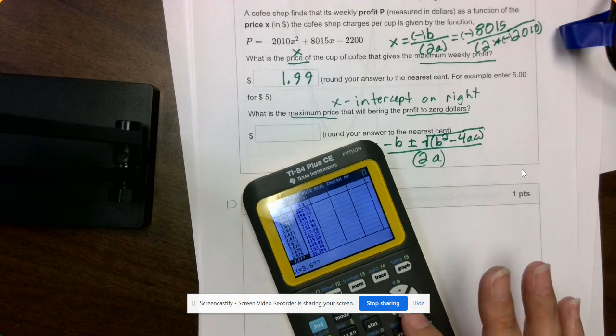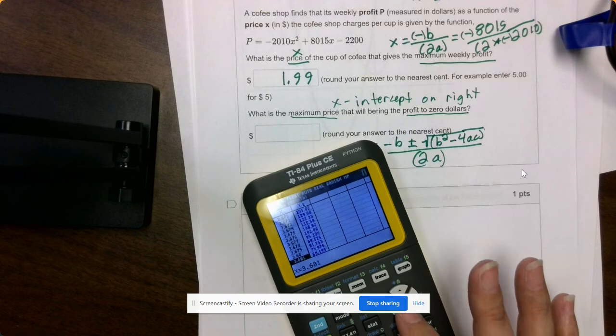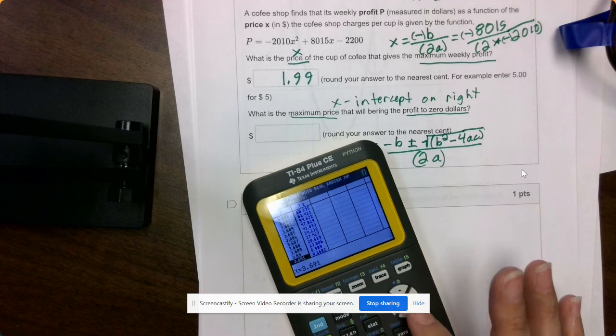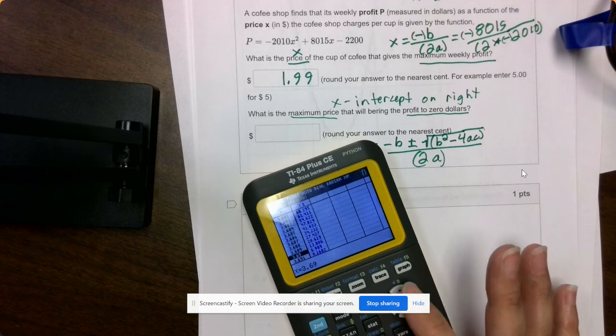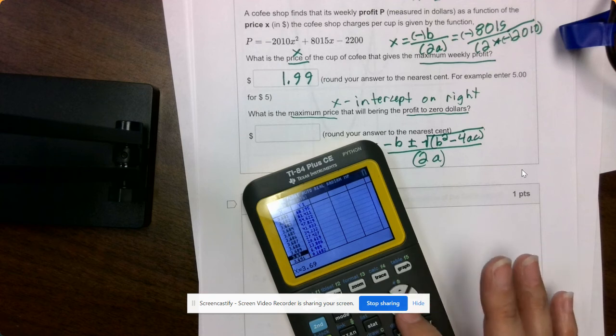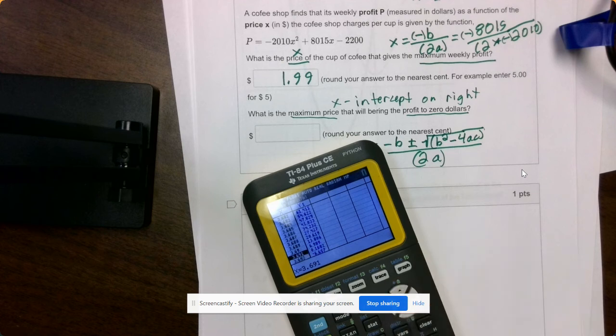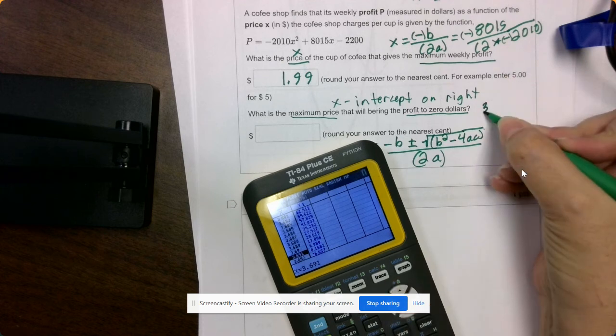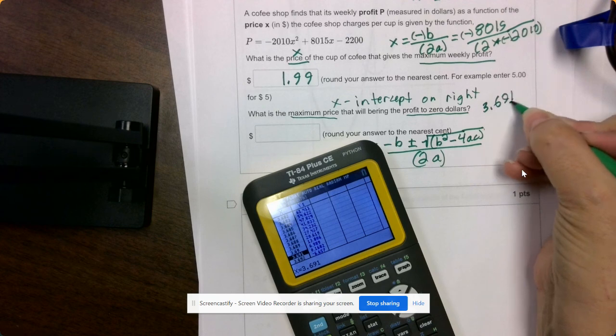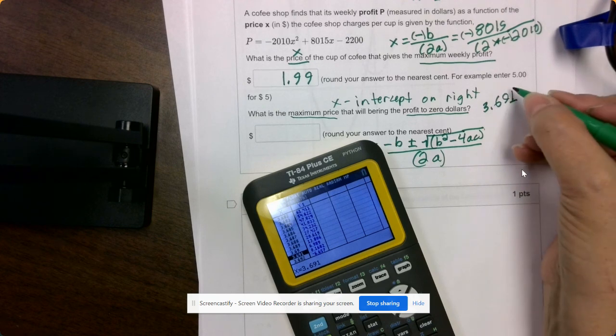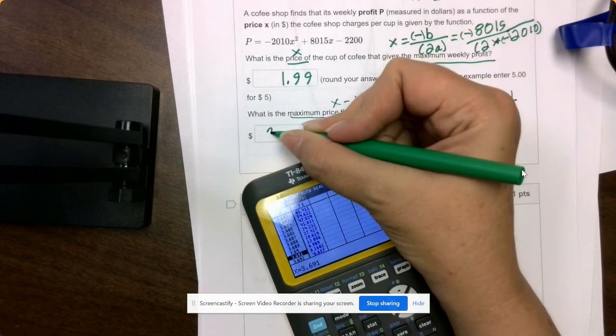Oh, it's getting closer to 0, everybody. Look how close it's getting to 0. Okay, so this one, everybody, is right where it changed. So it's going right here. So that one, everybody, would be 3.691, okay? And then you just round it to $3.69.